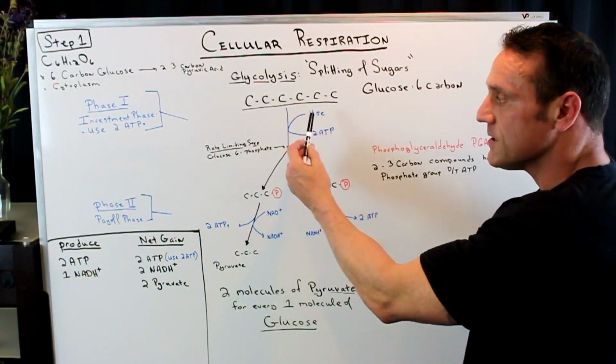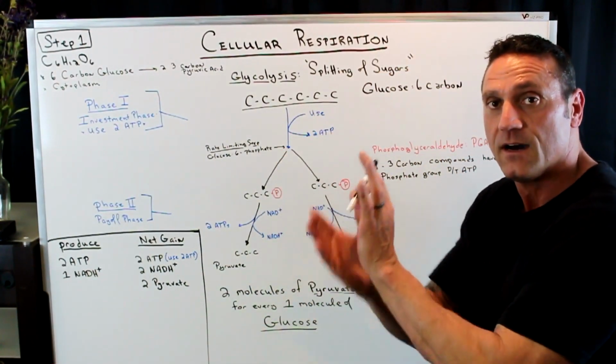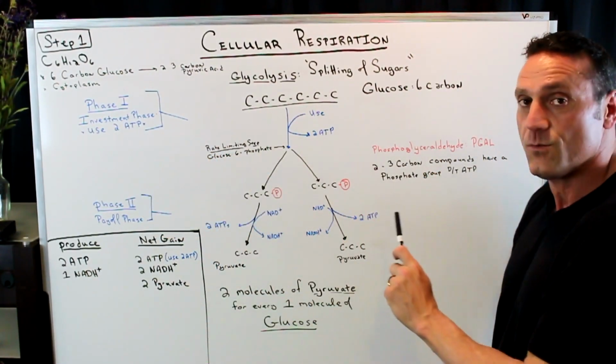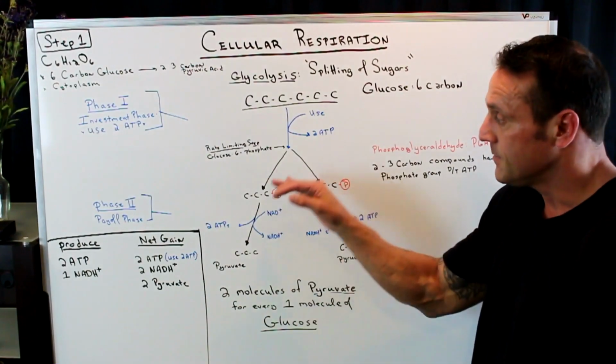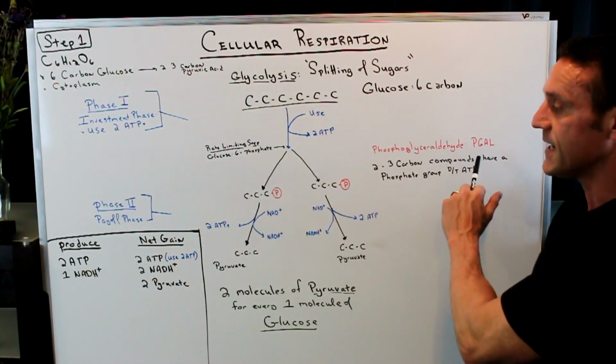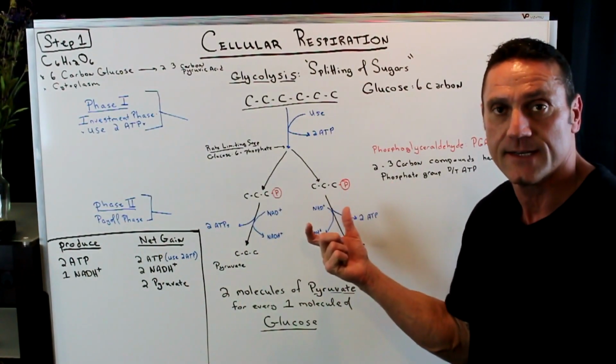So you've got the 6-carbon glucose, you're going to use 2 ATP off the cuff to split it, and it's going to become two 3-carbon compounds with a phosphate group because of the ATP. And this compound is called phosphoglyceraldehyde, or PGAL for short.